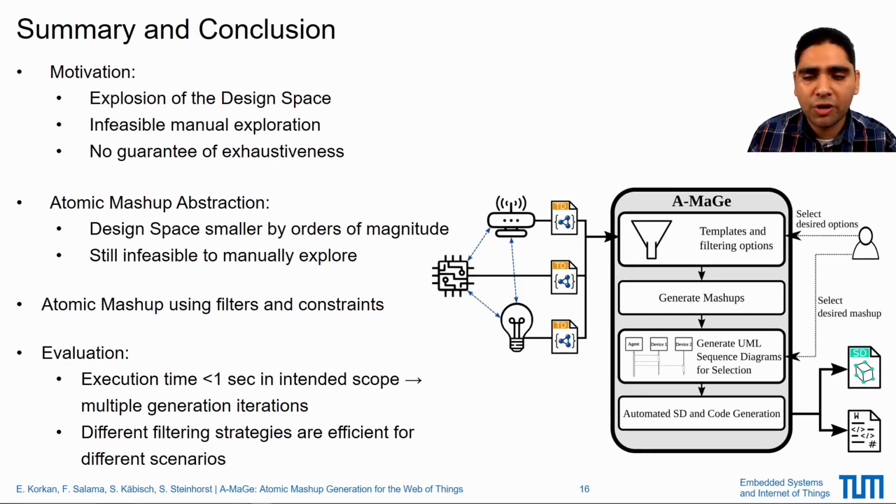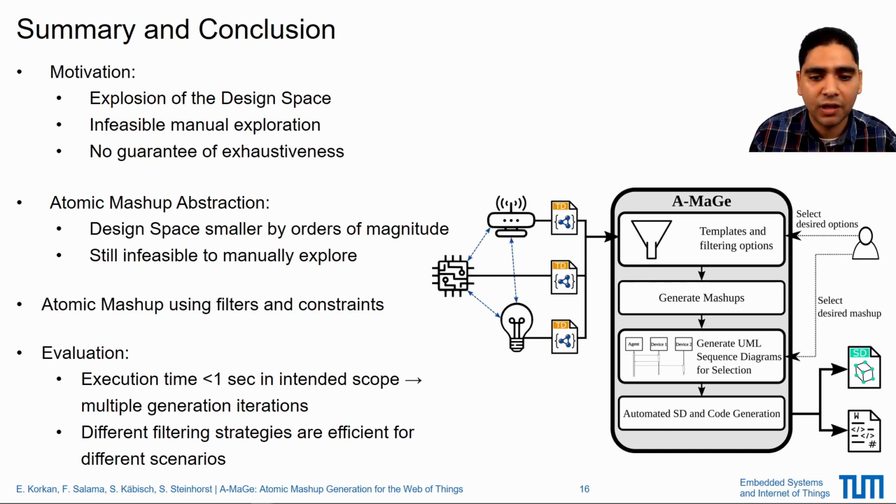So to summarize and conclude, the motivation behind our paper was that it's infeasible to explore the design space of a whole mashup. So we try to divide and conquer this problem by using the atomic mashup abstraction. But what we found is that this abstraction alone is not enough. So we use filters and constraints to reduce the design space even further, to be able to generate a small amount of mashups that can be explored manually.